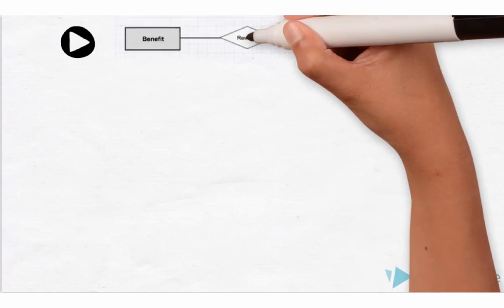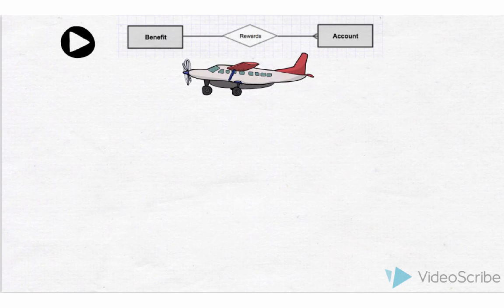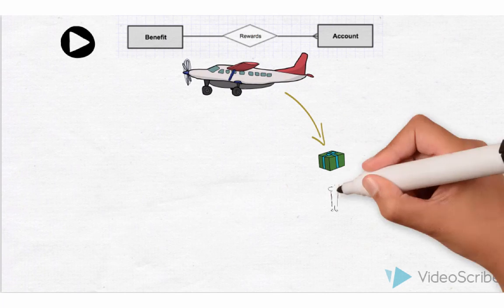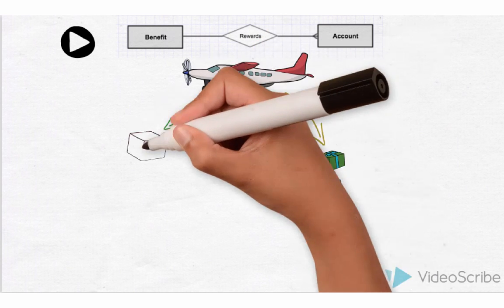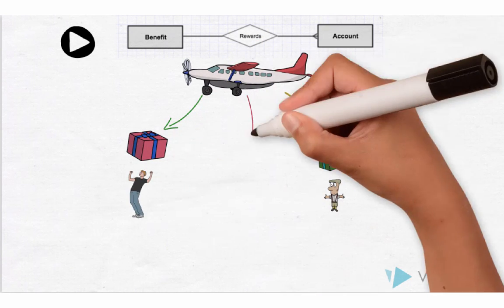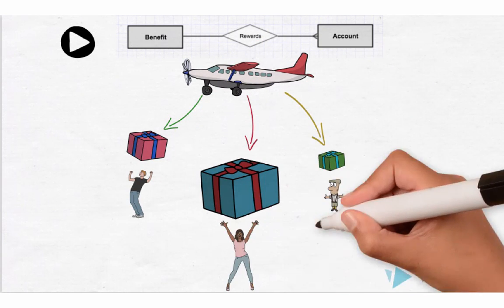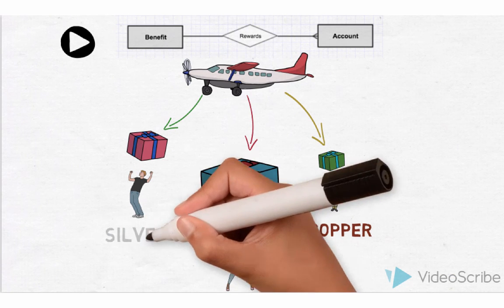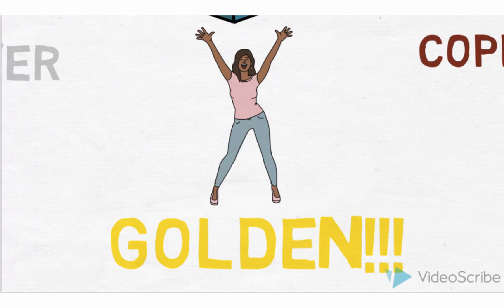For example, AYH plans to provide benefits to customers according to their account level. At a fixed period, one specific type of benefit will be given to one-to-many personal accounts of a specific level. On the contrary, a personal account in a level such as Golden can only receive one type of benefit.